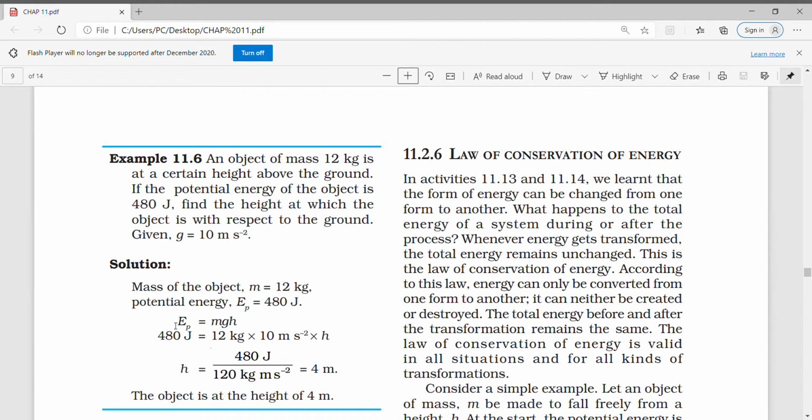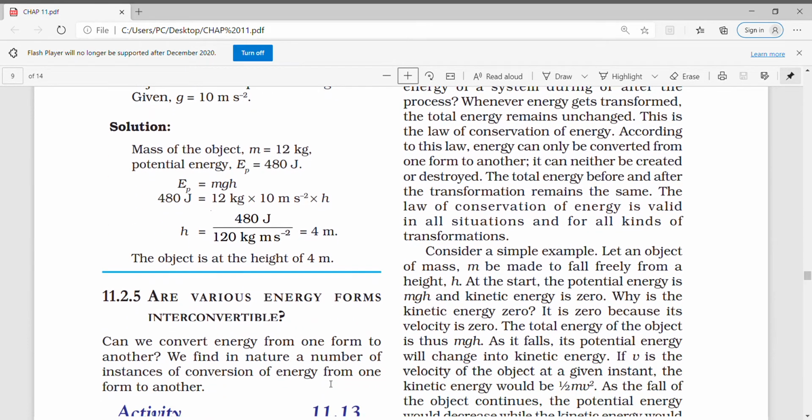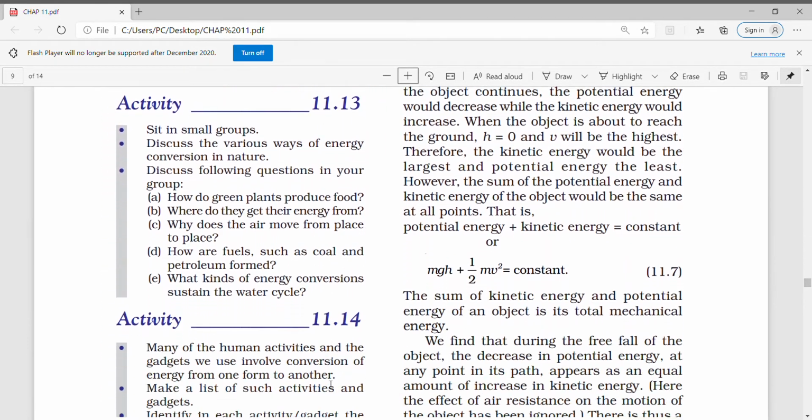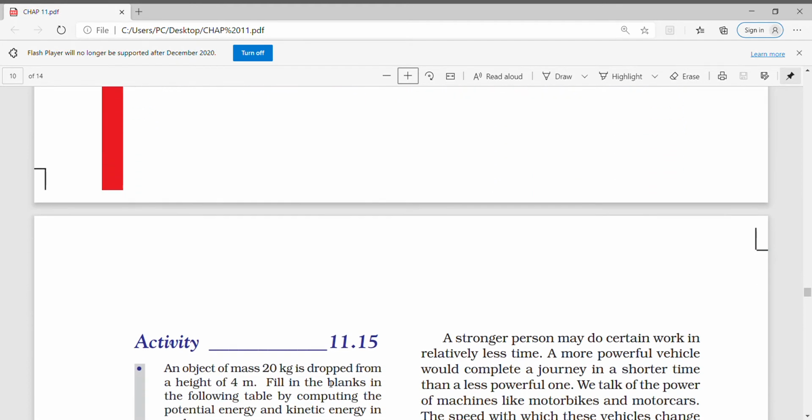So here you have potential energy, the formula is mgh, and potential energy is 480 joules. M is given, it is 12 kilogram, g is 10 meter per second square, and h you have to calculate. Upon solving, we get h is equal to 480 divided by 120. So it will be 4 meters. So height will be 4 meters. Then we have example 11.7. Let's go to that example and learn how to do it.